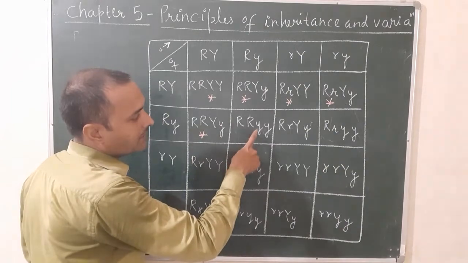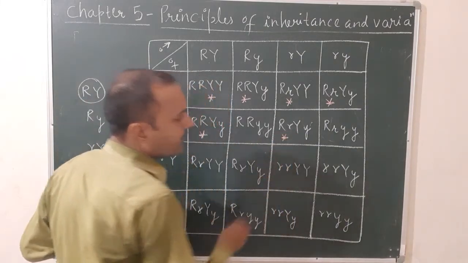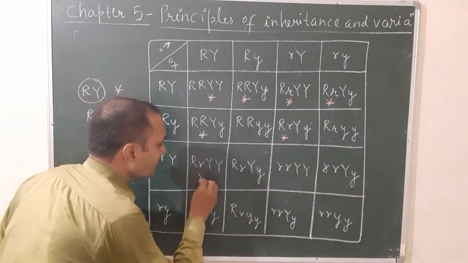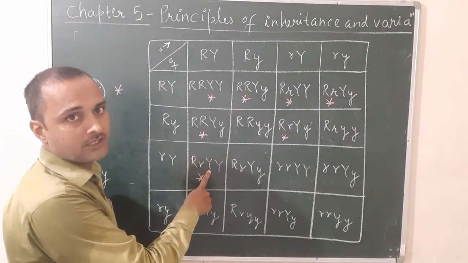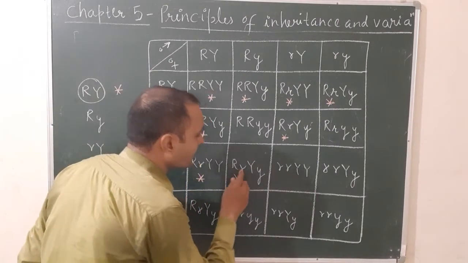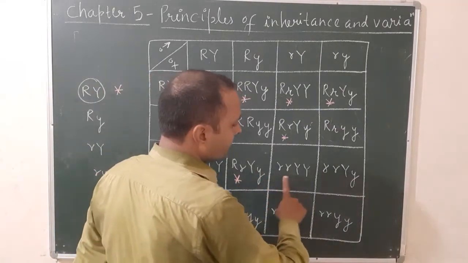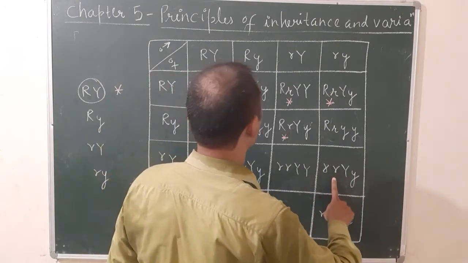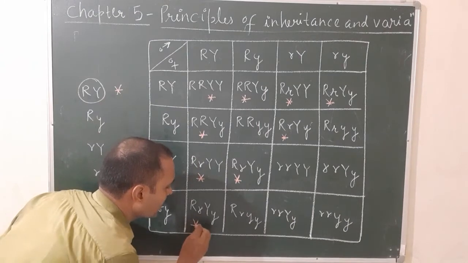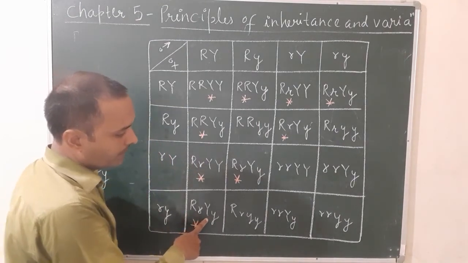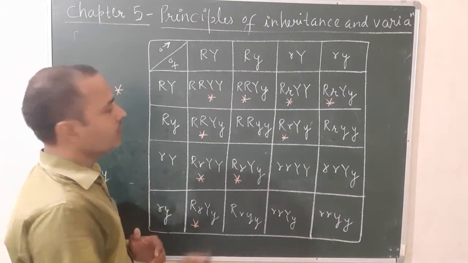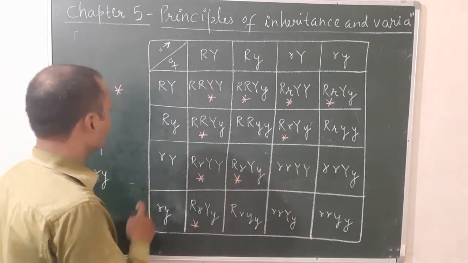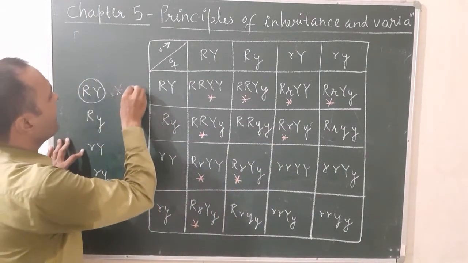But this one is not, because capital Y is absent. It will also be round and yellow. This one will not, because capital Y is absent. Here capital R or capital Y is present, so this is round and yellow. Due to absence of capital R, it will not be. Again, due to absence of capital R, it will not. This one also has capital R, capital Y, round and yellow. So you can see a total of 9 round and yellow: 1, 2, 3, 4, 5, 6, 7, 8, 9. So round and yellow will be 9.